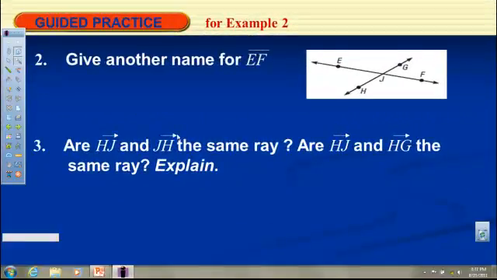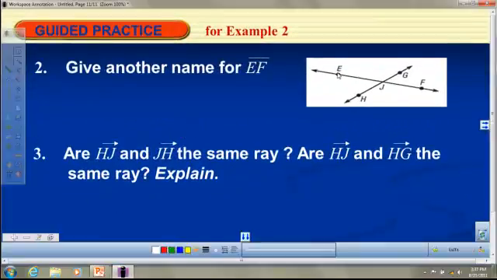Here's another one. Give another name for EF. Well, the endpoints are at E and F, so there's really only one choice. I'm going to call it segment FE. We want to know if HJ and JH are the same ray. I don't even need to look at the picture for this one, because the endpoint for this is H and the endpoint for this is J, so they're not the same ray. So for the first part, we would say no, they have different endpoints.